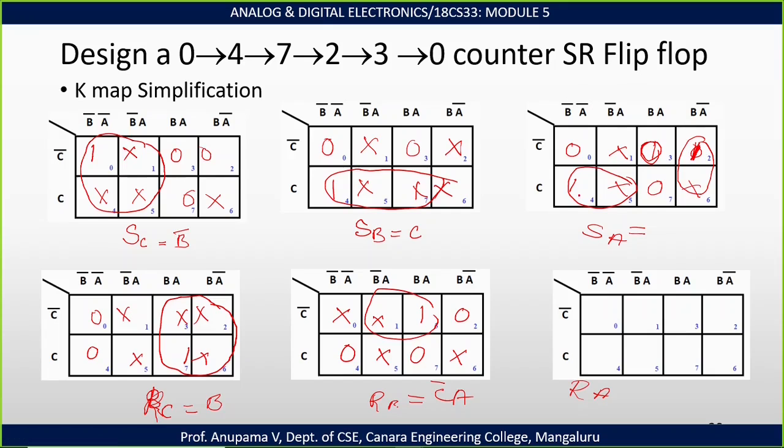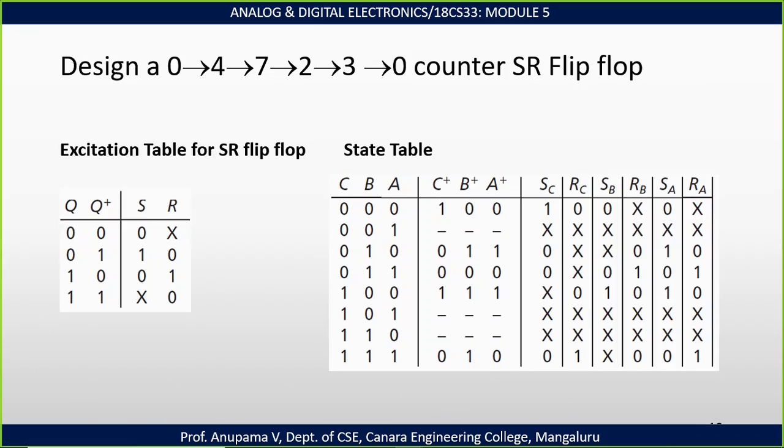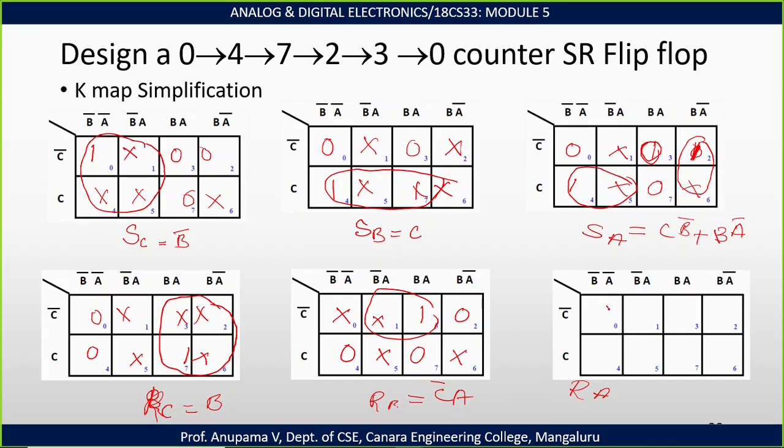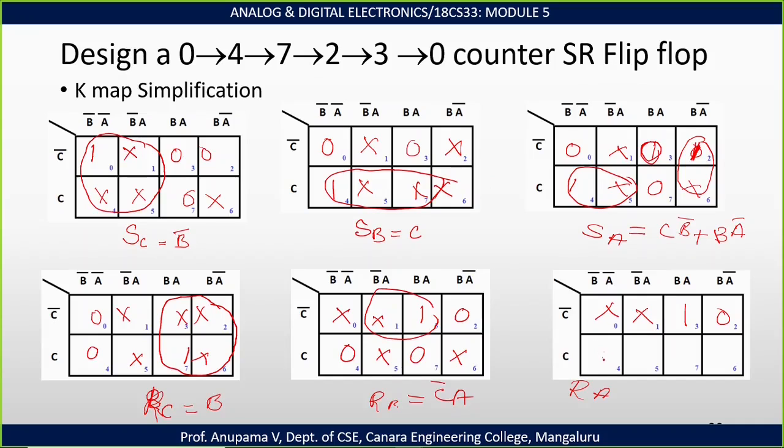So SA is equal to C into B bar plus B A bar. Now you have to get the expression for RA. RA is equal to double x 0 1, double x 0 1, and 0 double x 1 0, double x 1. Here you can find a quad. So the answer is RA is equal to A.